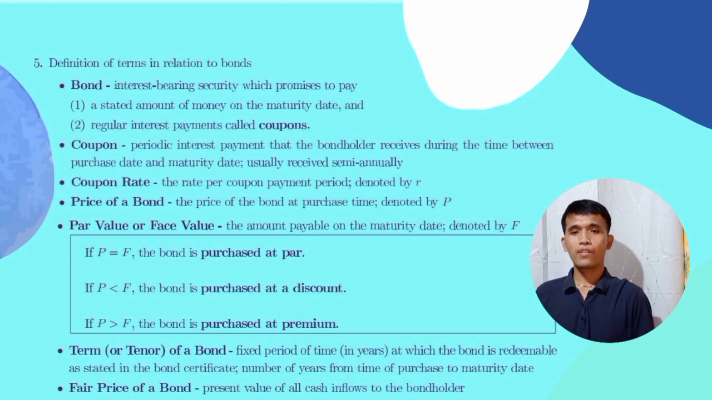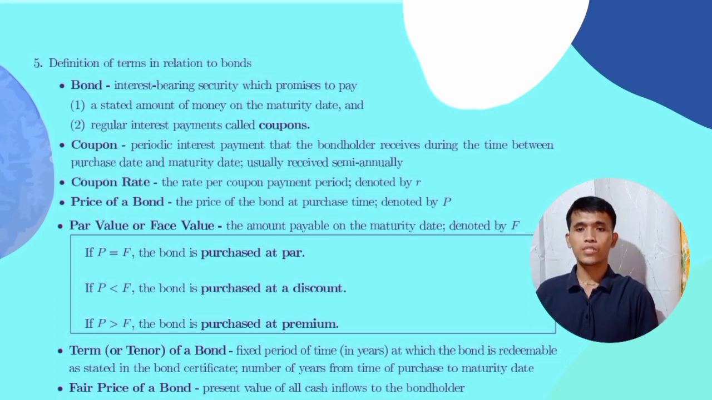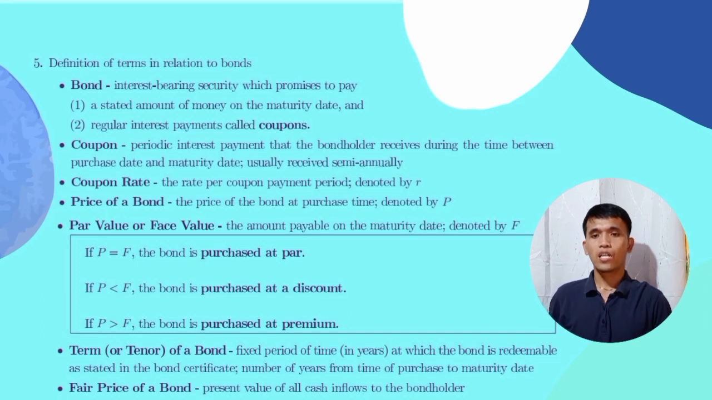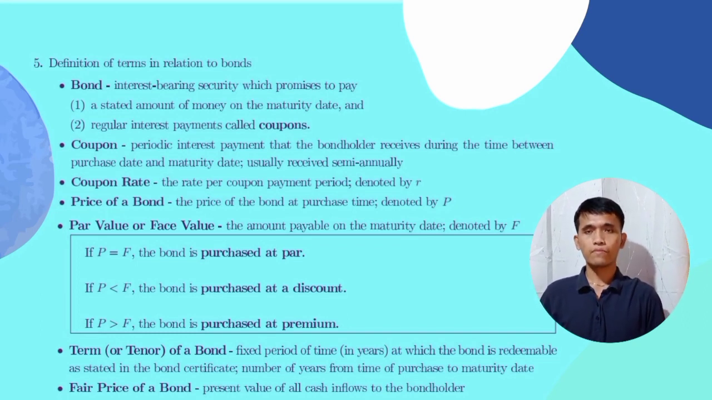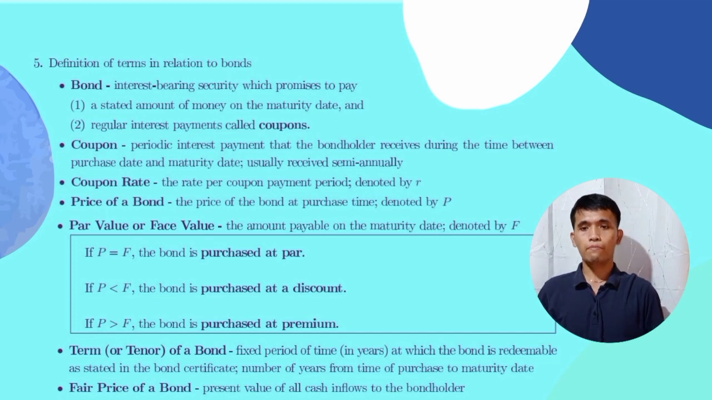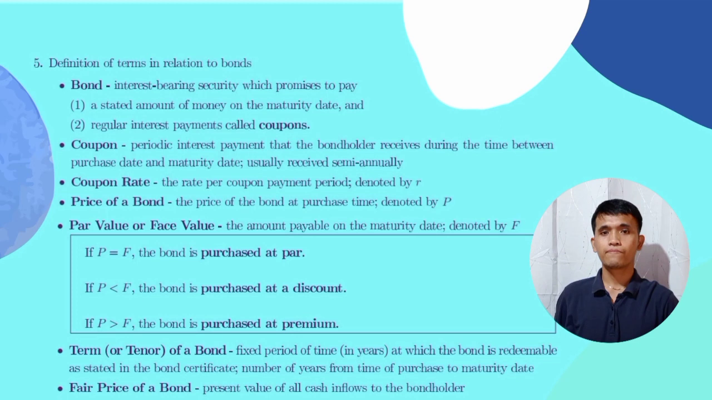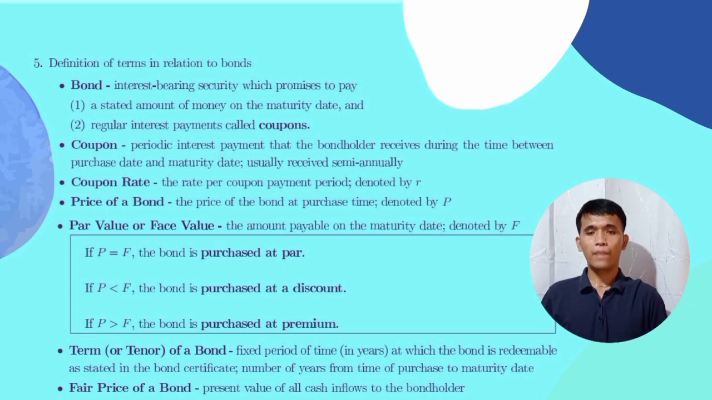Bond: an interest-bearing security which promises to pay, first, a stated amount of money on the maturity date, and second, regular interest payments called coupons. So, a coupon is a periodic interest payment that a bondholder receives during the time between purchase date and maturity date, usually received semi-annually. Coupon rate: the rate per coupon payment period, denoted by R. Price of a bond: the price of the bond at purchase time, denoted by P. Par value or face value: the amount payable on the maturity date, denoted by F.